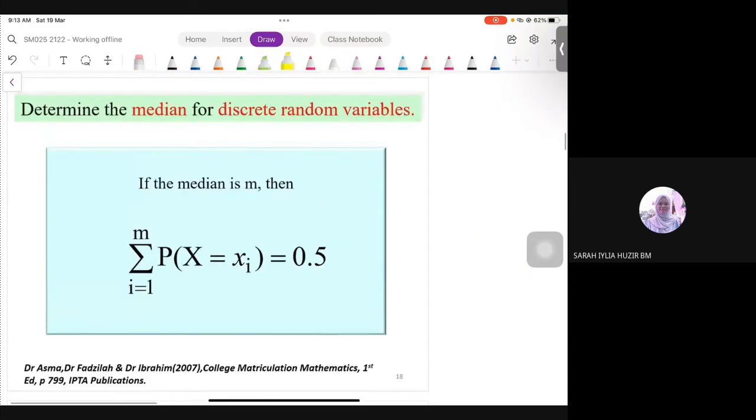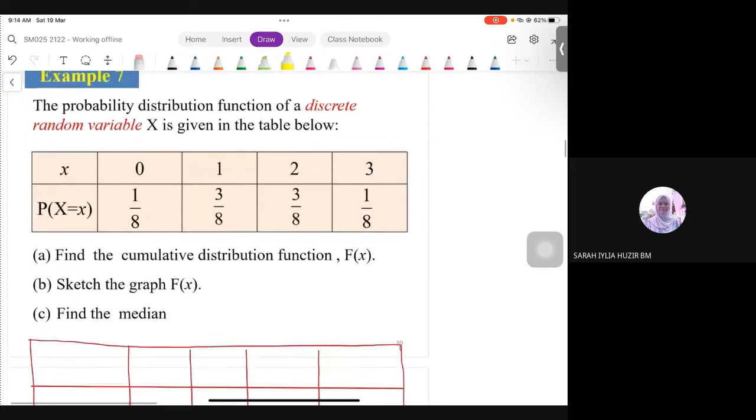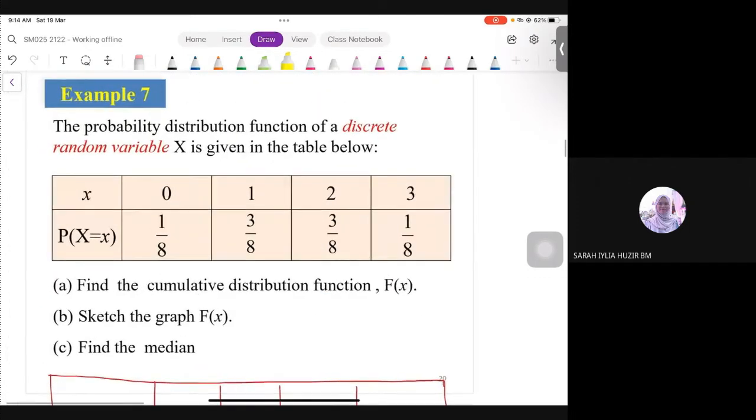Okay, ini yang saya highlight tadi lah. In order to find median, find the summation until you get 0.5. That value of X represents the median. Okay, ini cara nak cari probability, tak ada masalah. Kita terus try example. Given the probability distribution function of a discrete random variable given in the table below. Okay, dia dah bagi table X and then we have the probability. Find the cumulative distribution function of fx.